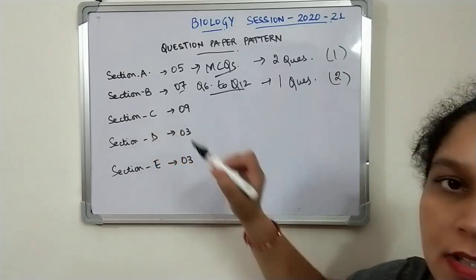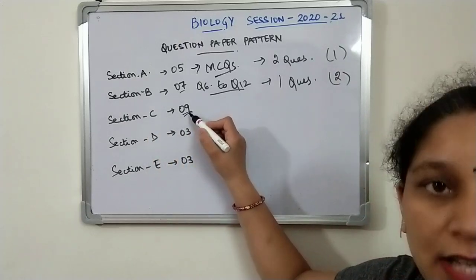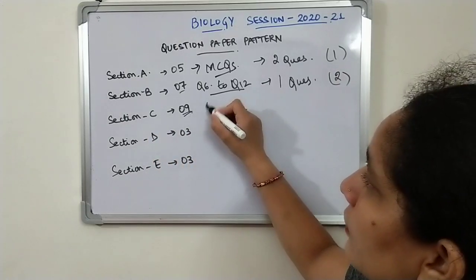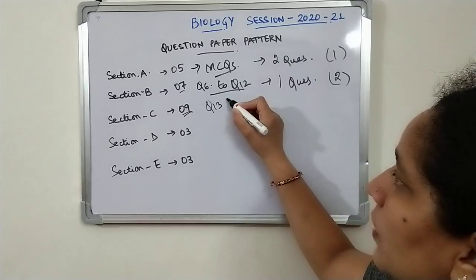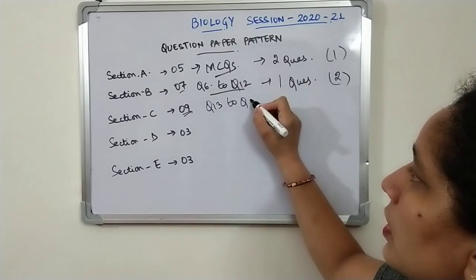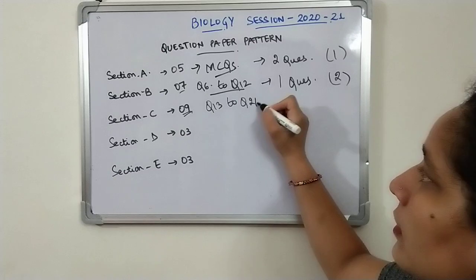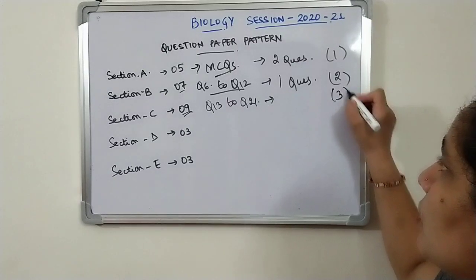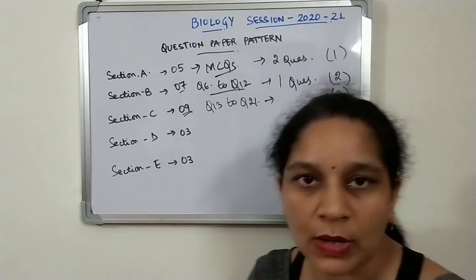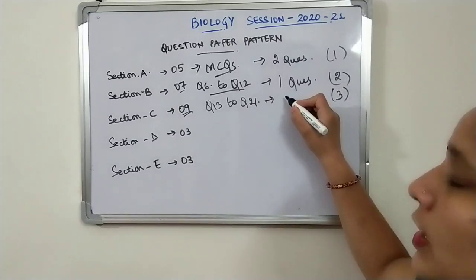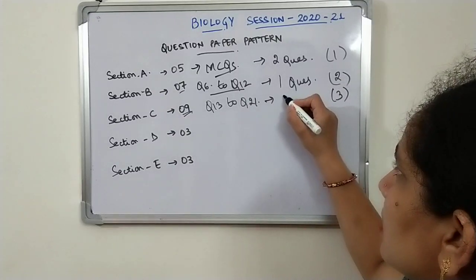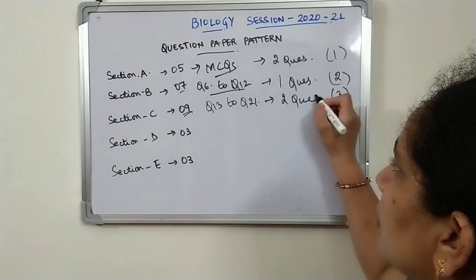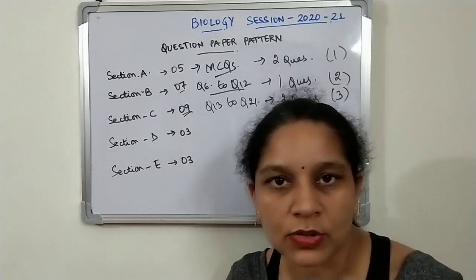Now, in section C, you have 9 questions, starting from question number 13 to question number 21, right? The questions are 3 marks each, and there is an internal choice in 2 questions. In 2 questions you have internal choices.